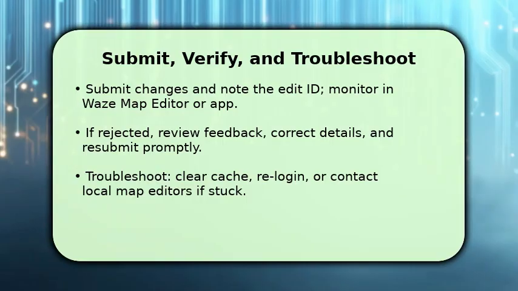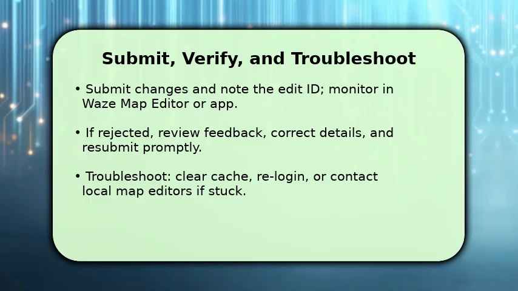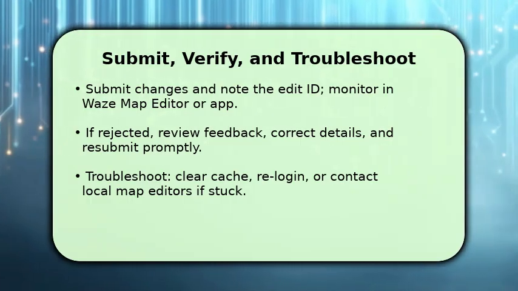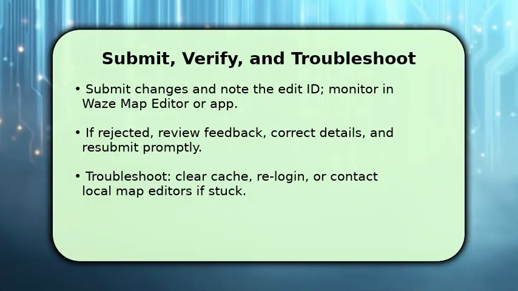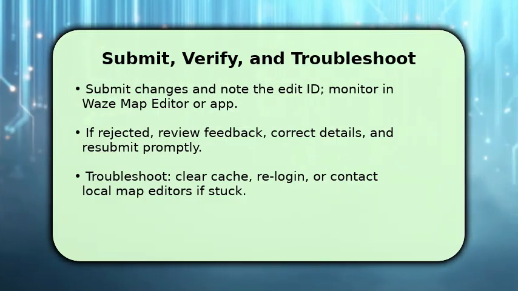Verification happens server-side or via the Waze Map Editor community. Once approved, the place appears in search and routing. If your submission is rejected, read the reviewer notes, fix the specific issue, often an address or photo, and resubmit.